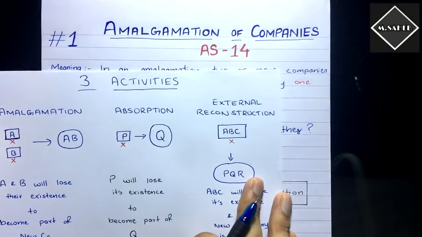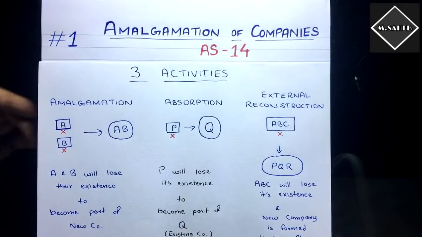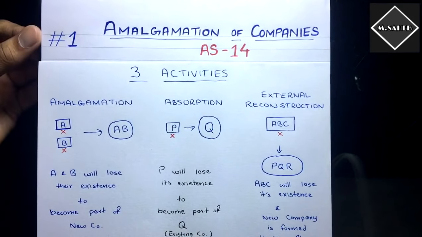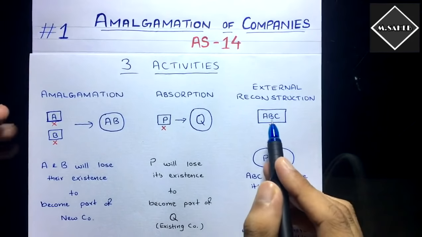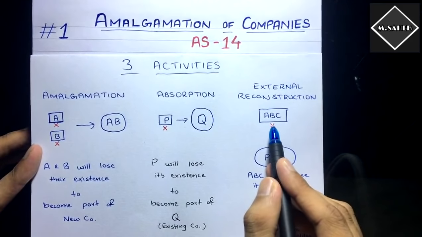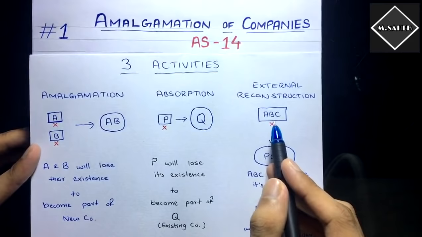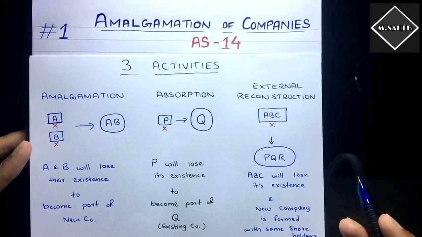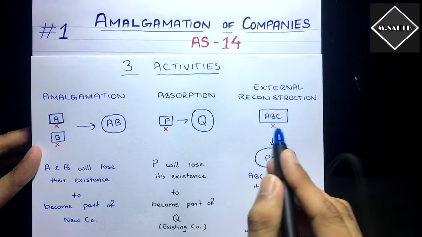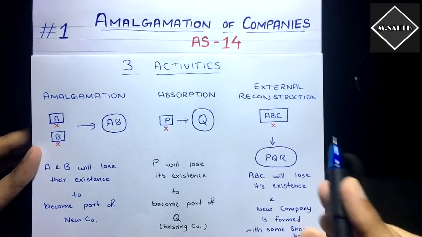And then at last you have external reconstruction. Now what is this external reconstruction? See here, let's understand this by example. External reconstruction is very simple. Let's say there was one company called ABC Limited. Now this company, let's say there was a fraud in this company or something happened in this company. So now there was a bad reputation of this company, ABC Limited. So what they can do is they can go for external reconstruction.